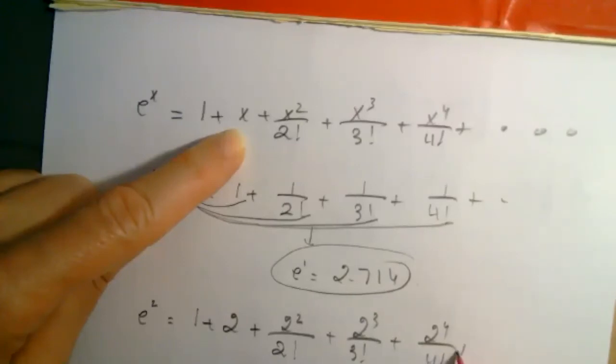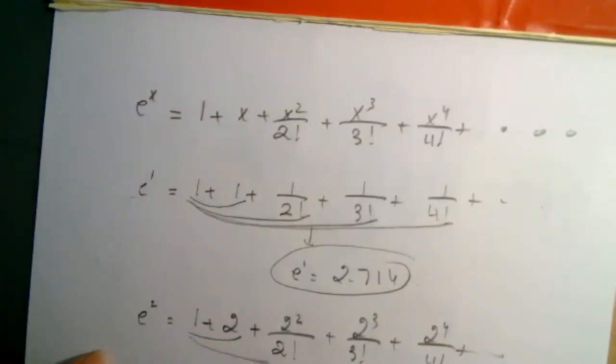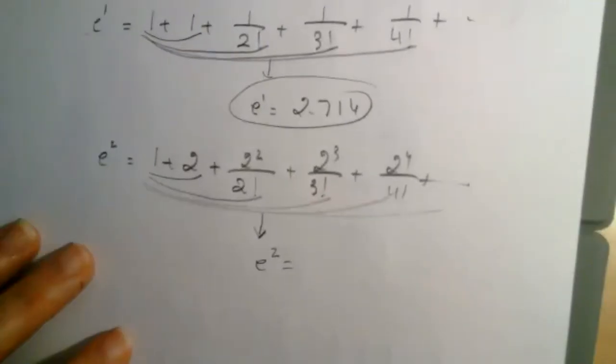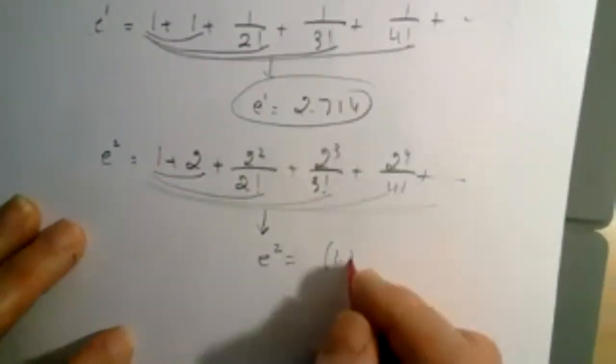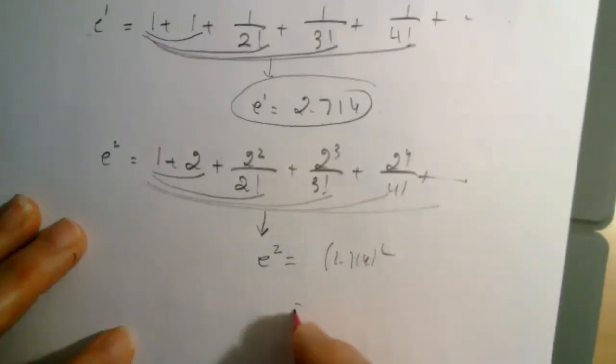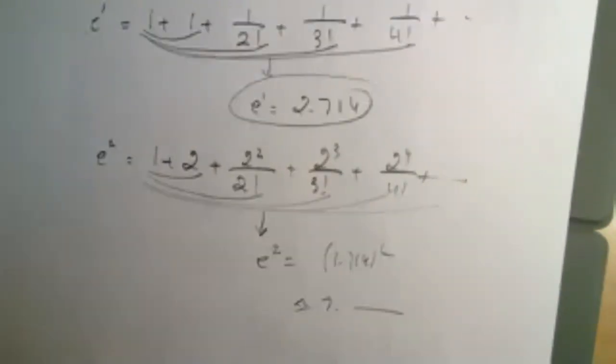And again, you compute those partial sums. You start computing them, you realize that those partial sums are going to get close to e squared. It means 2.714 squared, which is almost 7 point something. So that's really what it means.